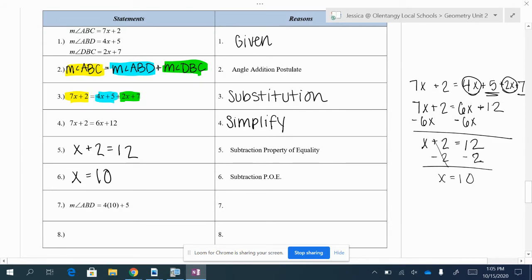Now this one's kind of tricky because all of a sudden we just jumped to measure of angle ABD is equal to 4 times 10 plus 5. Well, ABD is 4x plus 5. That's the angle that we're trying to solve for. So instead of this x right here, now I'm plugging in 10 because I just solved that x is 10. So that is going to be substitution.